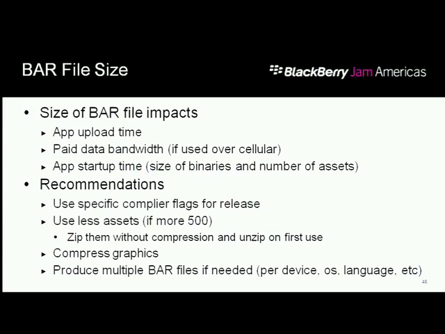There are also flags for graphic assets, and you can use tools to compress them or get rid of metadata. If you have more than 500 assets, it's not good to put them in separately. It's better to zip them in one big file and include that file inside the bar package. Then you can either read them on the fly or unzip them on first use. And if you have heavy assets that depend on language or device, it's better to separate your app into smaller bar files. For example, you have one bar file for one language and another bar file for another language. This way, you can reduce the size of individual files.